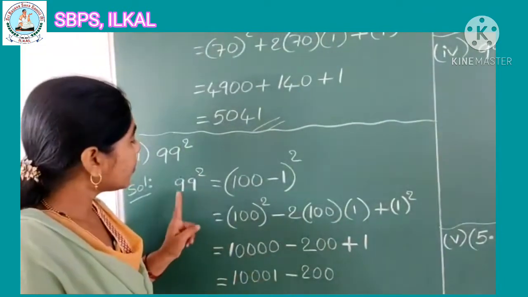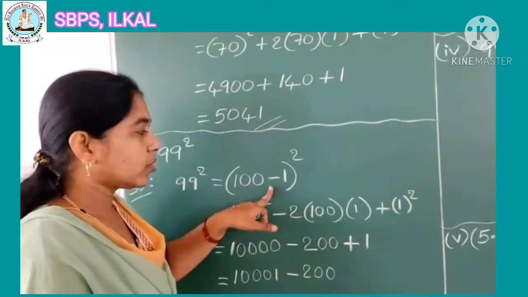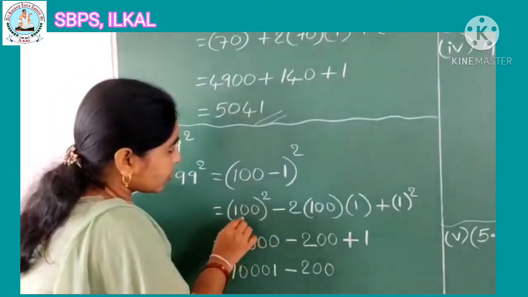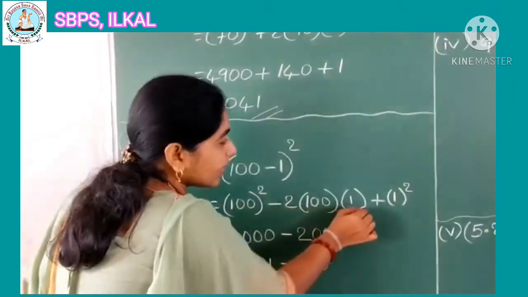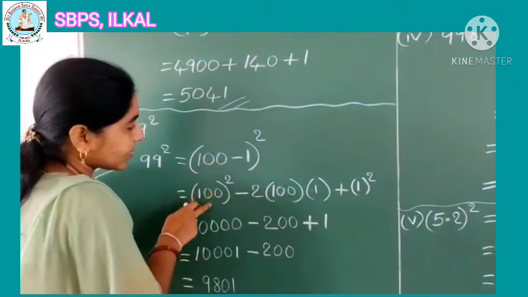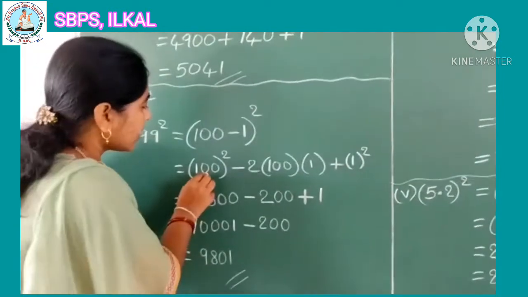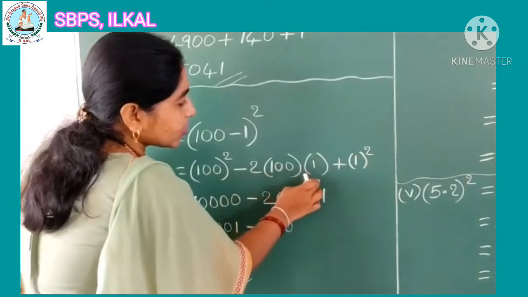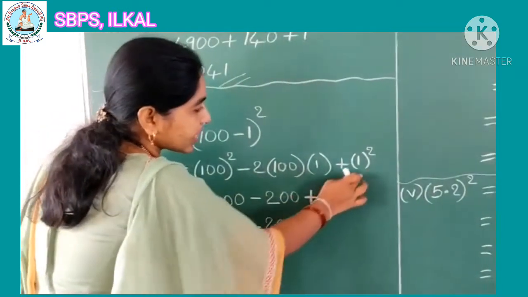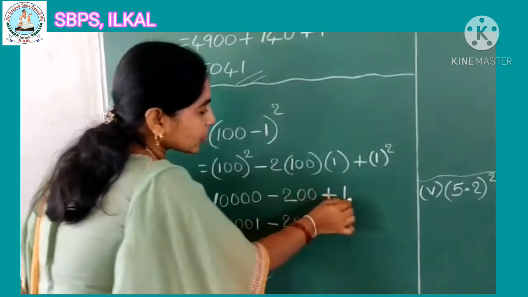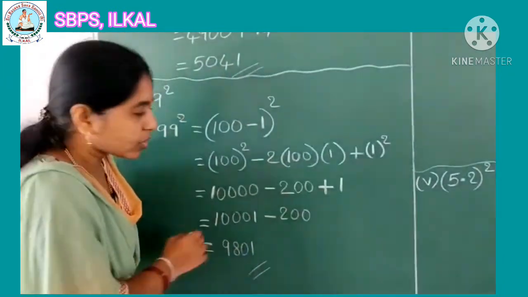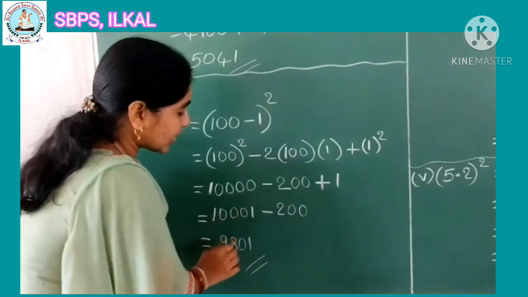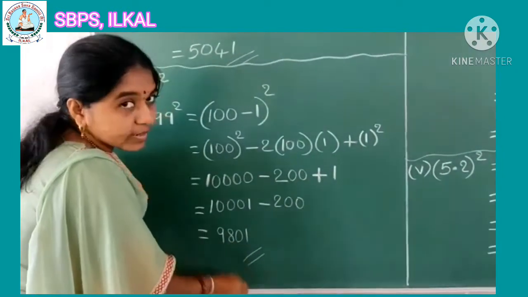If you put plus, it is the first identity. Now I took minus, so the second identity, a minus b whole square is equal to a square minus 2ab plus b square. Here a is 100, b is 1. 100 square is equal to 10,000, minus 2 into 100 into 1, 200, plus 1 square is 1. Add these two, children, because positive terms are there. Positive terms addition: 10,000 plus 1, 10,001, minus 200 gives 9,801.